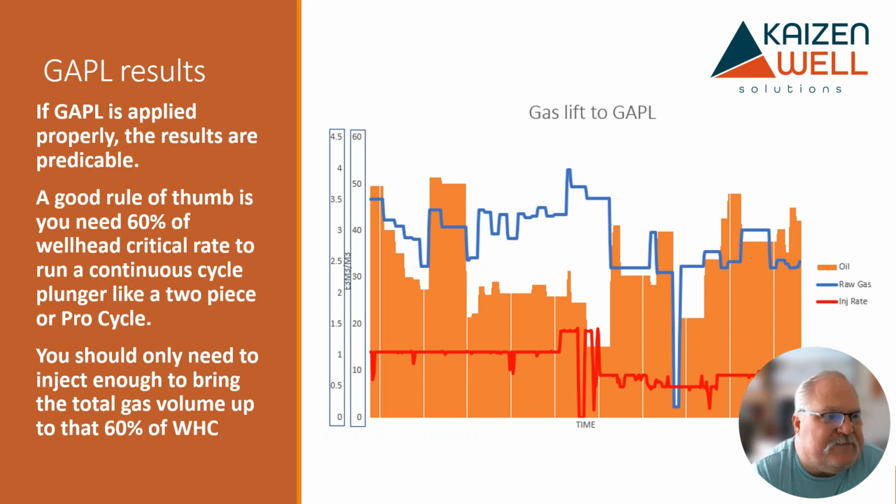Another example. So if Gapple is applied properly, the results are predictable. Good rule of thumb is you need 60% of wellhead critical rate to run a continuous plunger, like a 2-piece or our Pro Cycle, like a Dart style. And you should only need to inject enough to bring the total gas volume up to that 60% of wellhead critical. You shouldn't have to inject more than that.